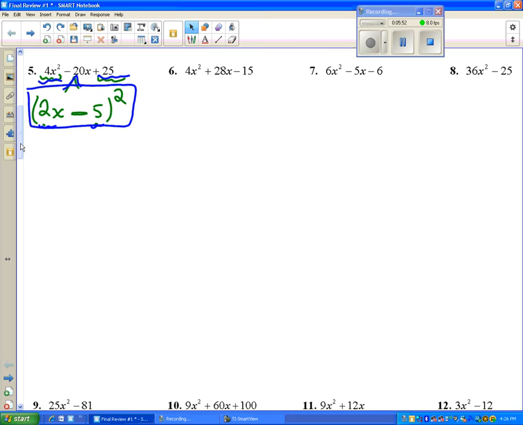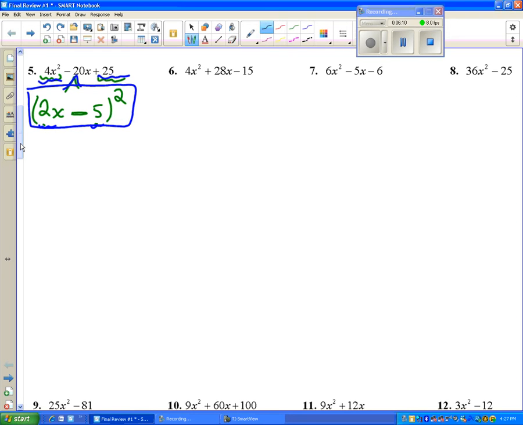I'm going to start by asking the same questions. Is there a greatest common factor of 4, 28, and 15? The answer is no. Is 4 a perfect square? The answer is yes. Is negative 15 a perfect square? The answer is no. So it's not a perfect square trinomial.